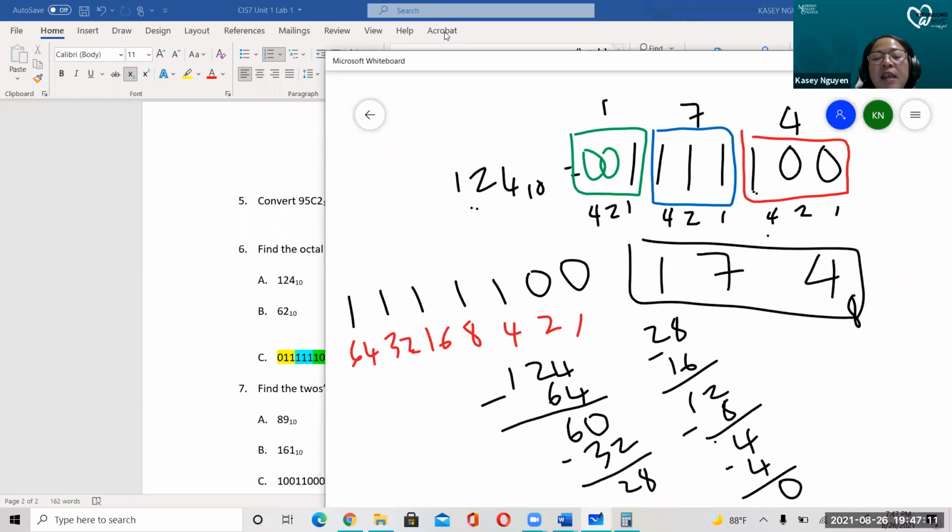For 6B, what I did earlier was I illustrated by using division. So you can take 62 divided by 8, then take the quotient and divide by 8 again, right? And the remainders are going to be your octal value.